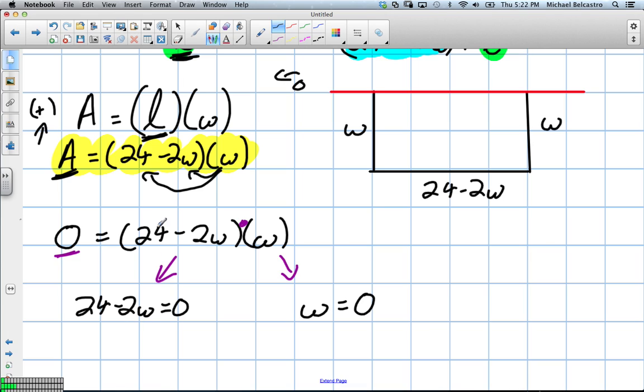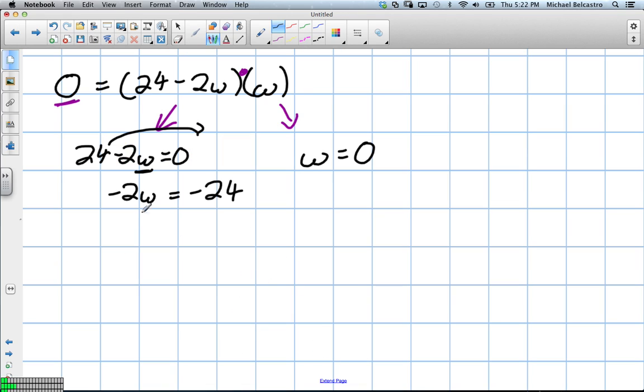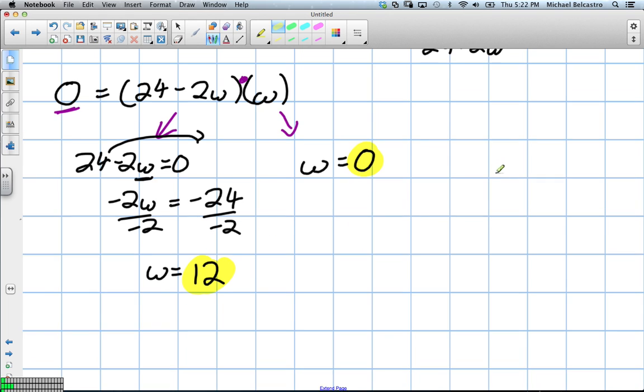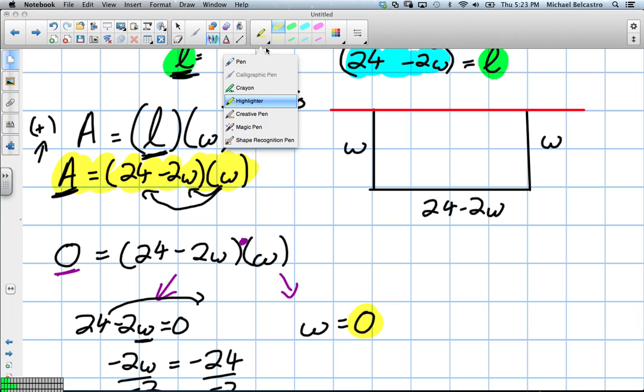Let's figure out the other one, and this is where I made a mistake in the last one here. We've got to isolate for W. So when we bring 24 over, we'll have negative 2W is equal to negative 24. That's okay. And then when we divide by negative 2, W equals 12. So 0 and 12. These are supposed to be our largest we can make things. And this is going to make sense when we go to plug them in.